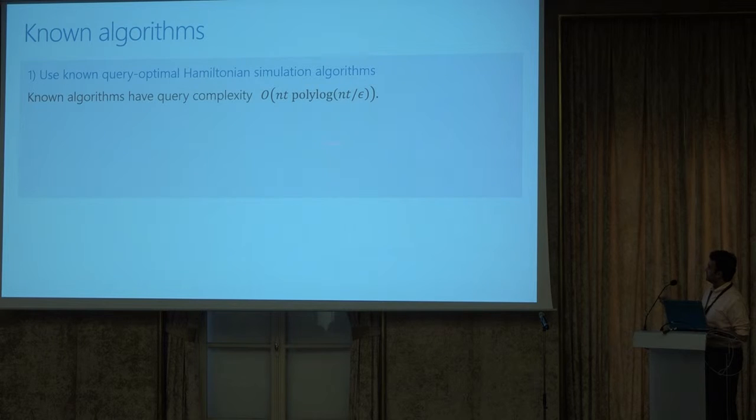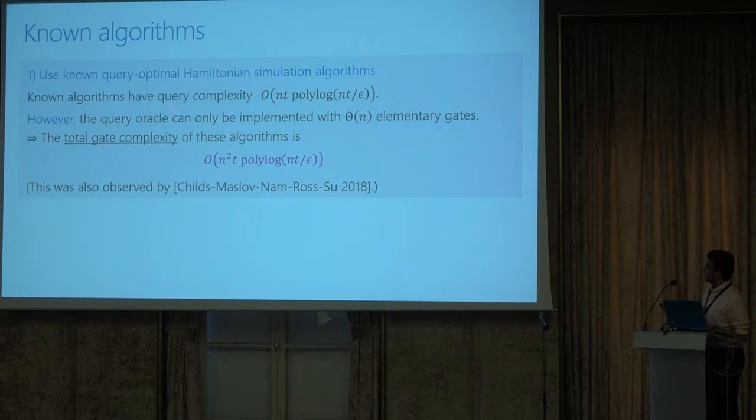They have complexity that roughly goes like this, which is the number of qubits times the time that you want to evolve the system for, times some log factors. The problem is when you take this algorithm and actually get a circuit out of this, you have to take this black box for this Hamiltonian H and white box it. You have to come up with an actual circuit that implements this. And this query oracle needs something like order n gates to implement. And so this is going to blow up your gate complexity to n squared times t, times log factors. And this is a bit of a problem.